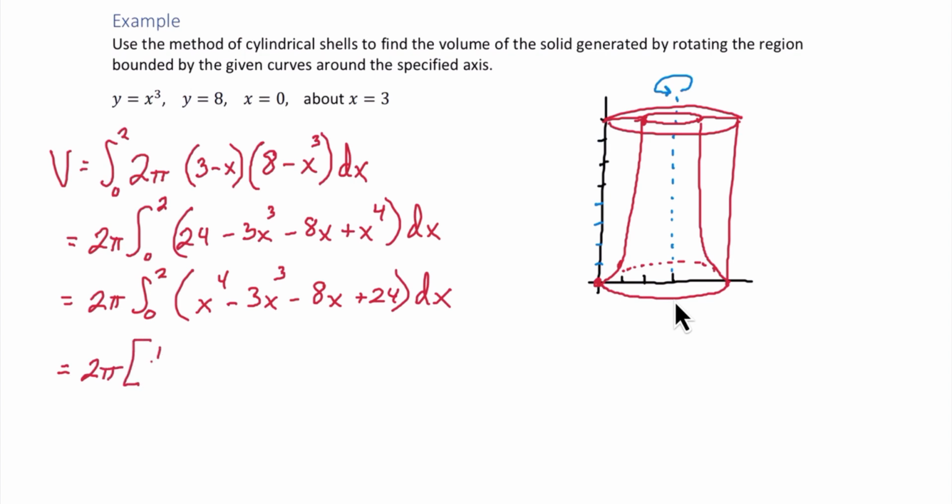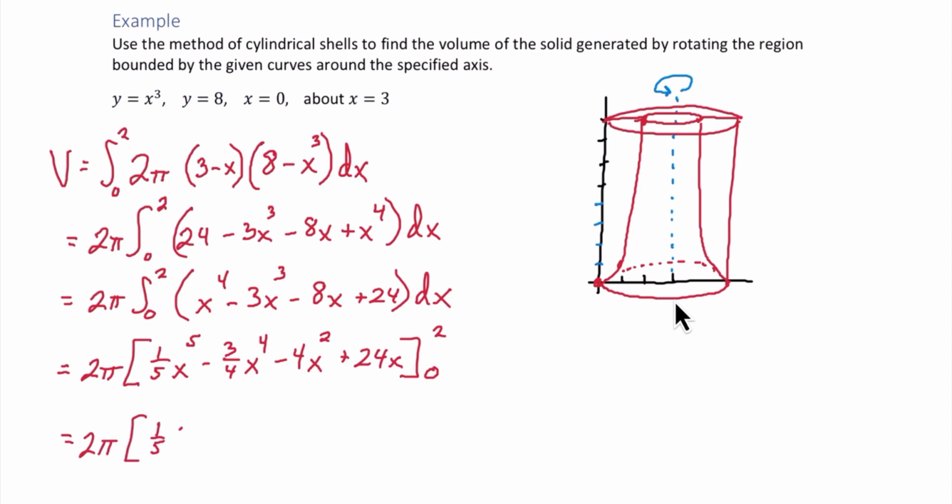We get 1/5 x to the 5th minus 3/4 x to the 4th minus 4x squared plus 24x. And we want to integrate from 0 to 2. So we go through and we'll plug in 2, our upper limit, everywhere we see an x.